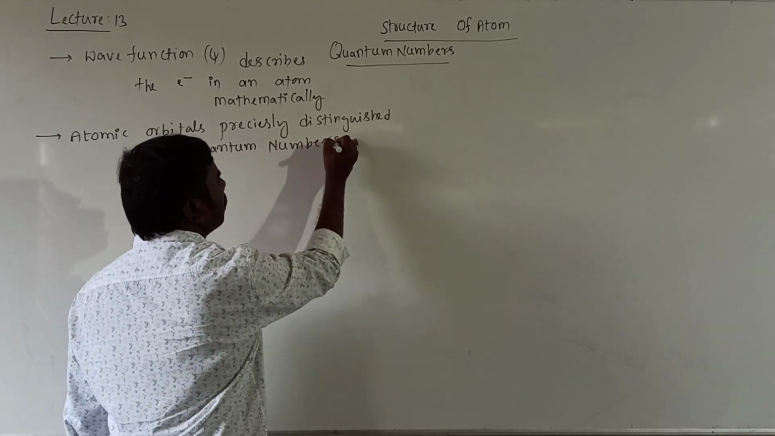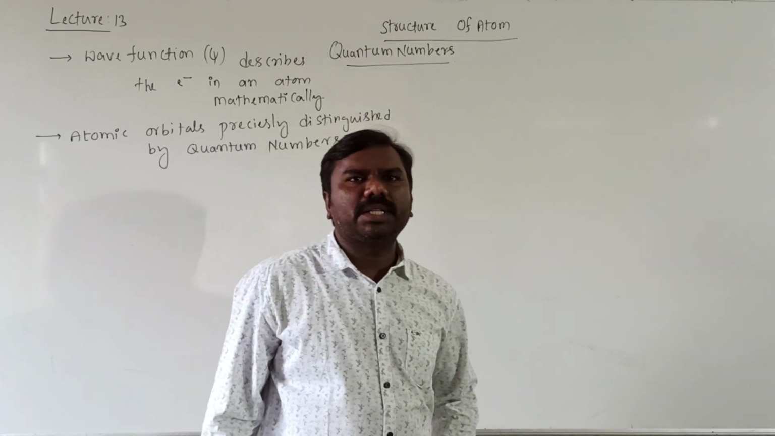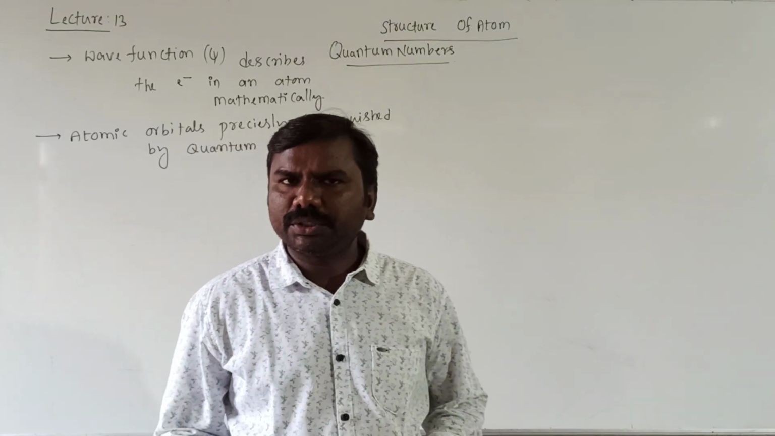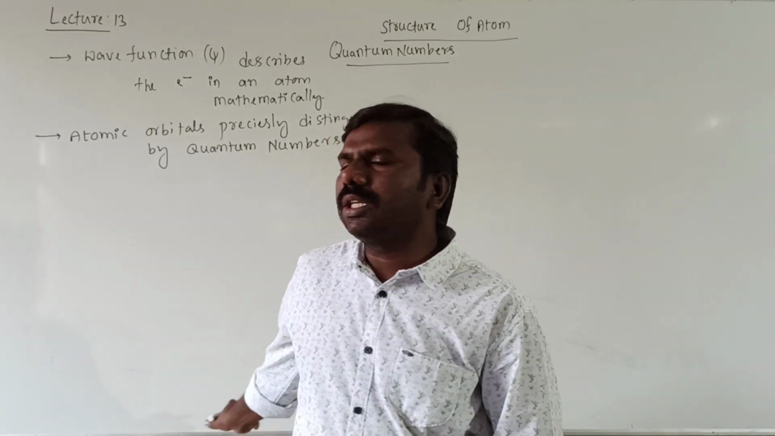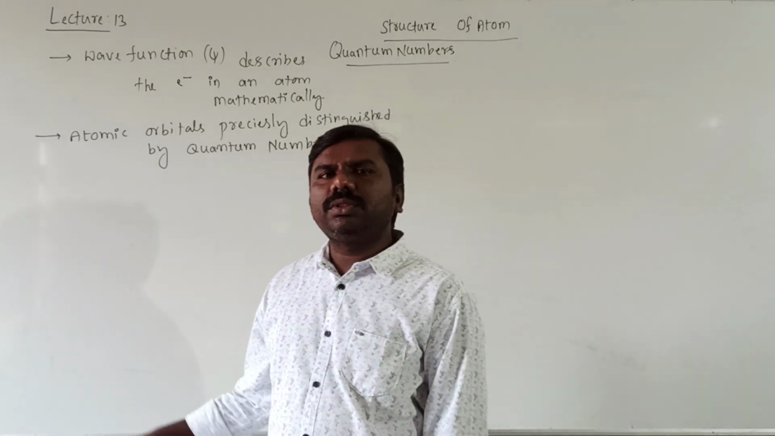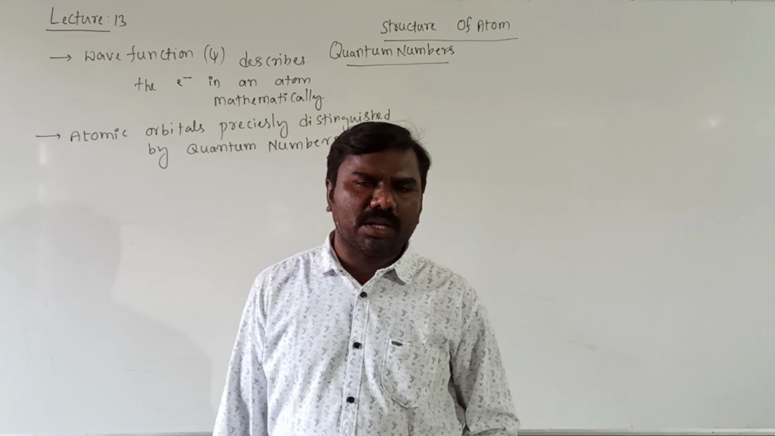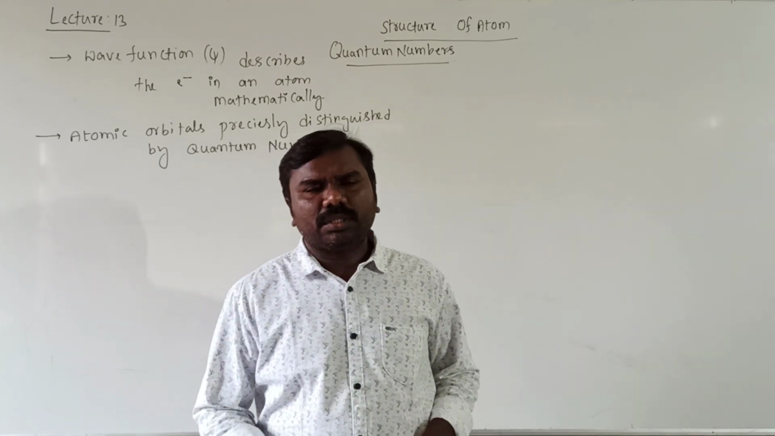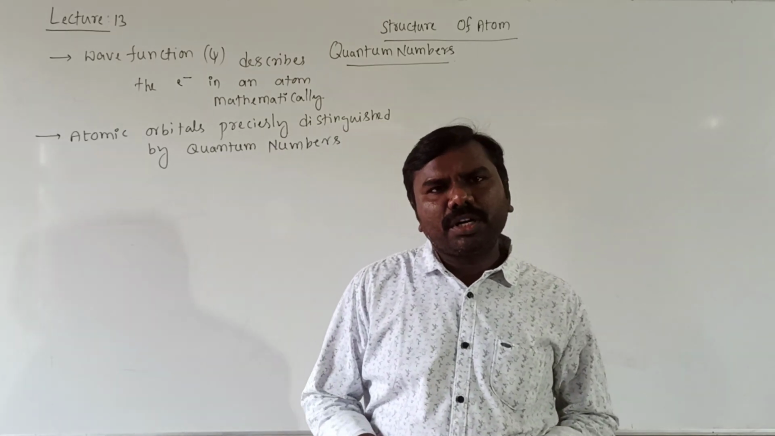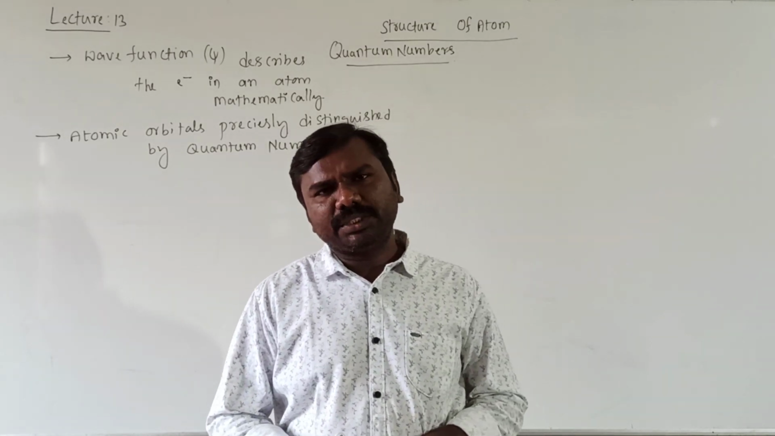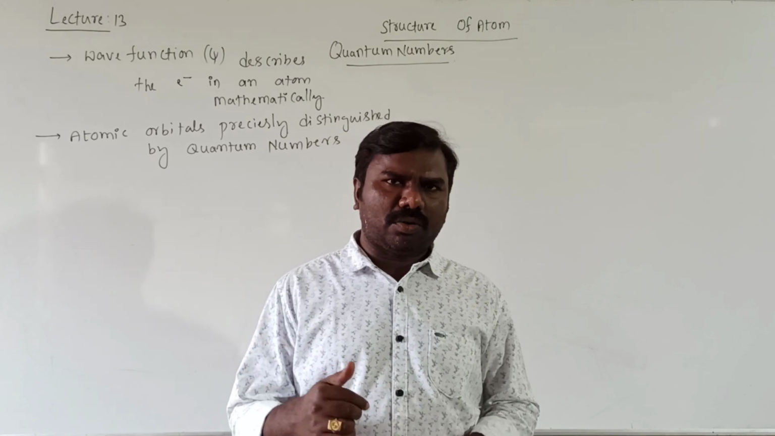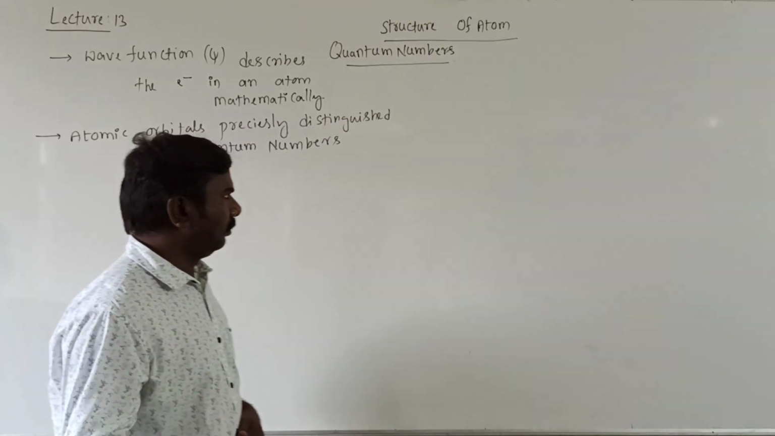Atomic orbitals are mathematically expressed by wave function. In the last session we have completed that. Now quantum numbers are used to distinguish the atomic orbital. Definition: the identification numbers which are needed to have complete information about an electron in a particular atom.